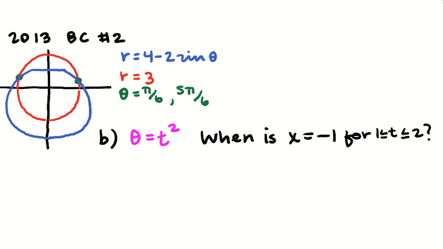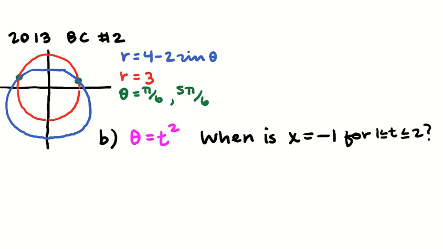In part B, they say that a particle moves along the polar curve. Again, more motion along a polar curve. So this particle moves along the polar curve so that at time t seconds, theta is t squared. Find the time t between 1 and 2 for which the x-coordinate of the particle's position is -1. All right, well, it's moving along the blue curve.